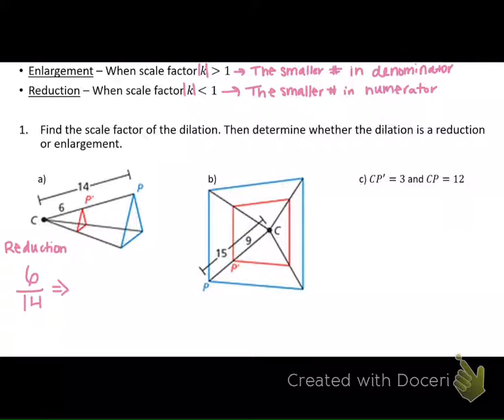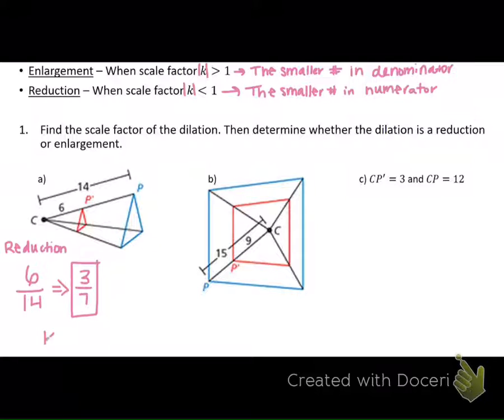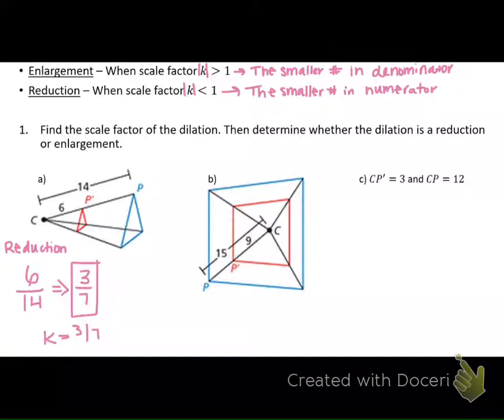What is the number that goes into both 6 and 14? Go ahead, Olivia. So if we divide top and bottom by 2, that's 3 over 7. So that is your K value. So K equals 3 over 7. That is the scale factor.